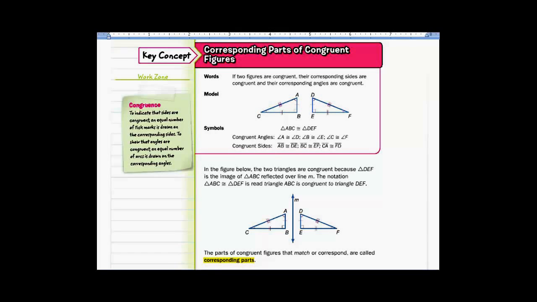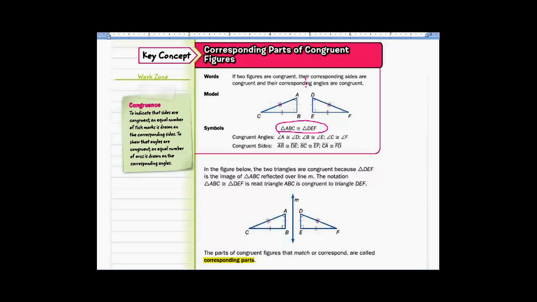Chapter 7, Lesson 2 is on congruence, and more specifically on corresponding parts of congruent figures. So we have talked about what congruent figures mean. There's some notation here at the top, and this says that triangle ABC is congruent to triangle DEF. All right. So congruent angles.